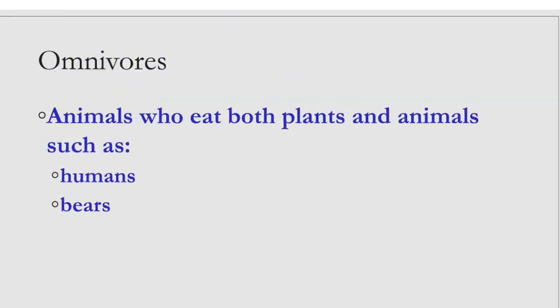Next, you have omnivores. Omnivores are animals who eat both plants and animals. So they eat both plants and other animals. So examples that I have are humans and bears. Mr. Titus loves his barbecue nachos, which means that I eat barbecue that comes from either chicken or pork, but also I enjoy salads. So I eat both certain things from animals and certain things from plants.